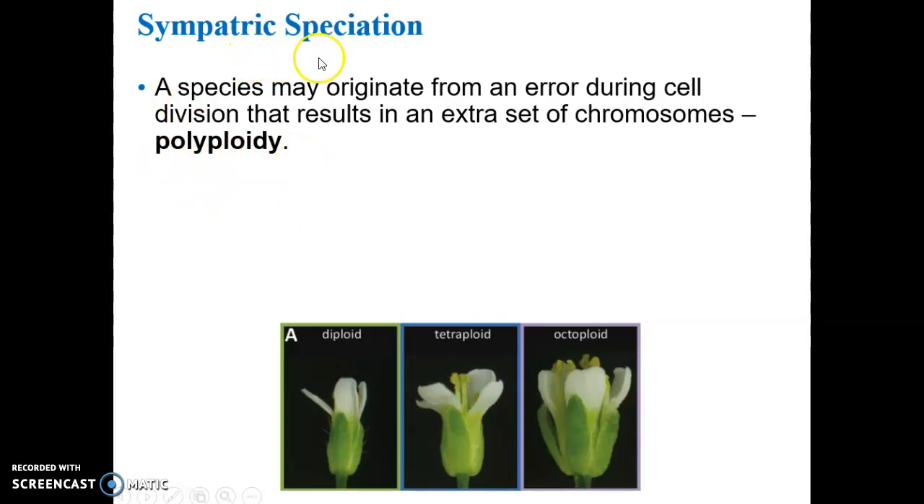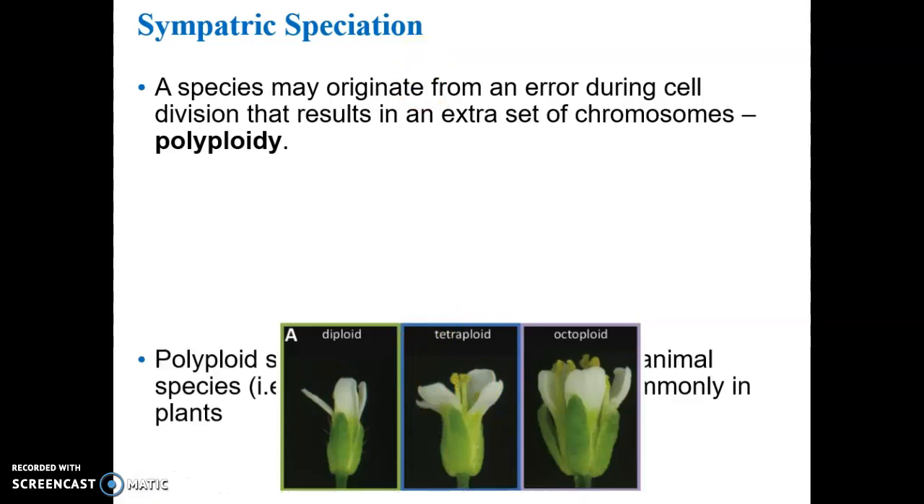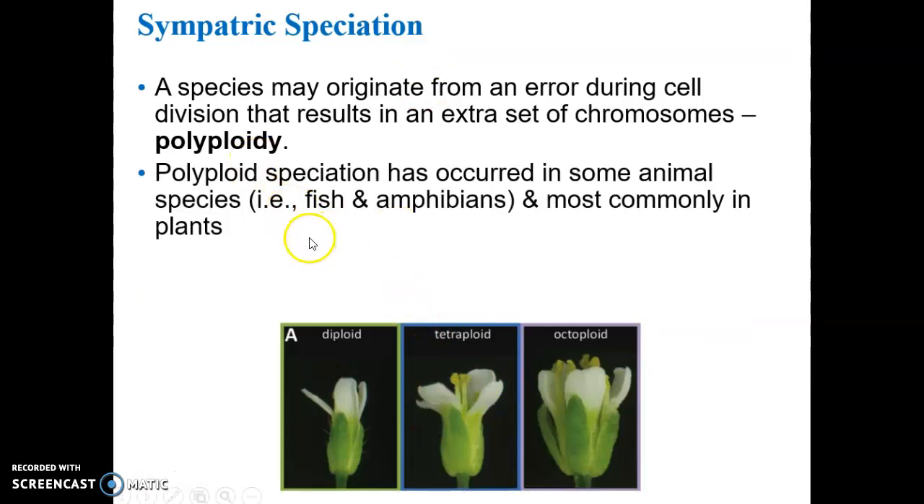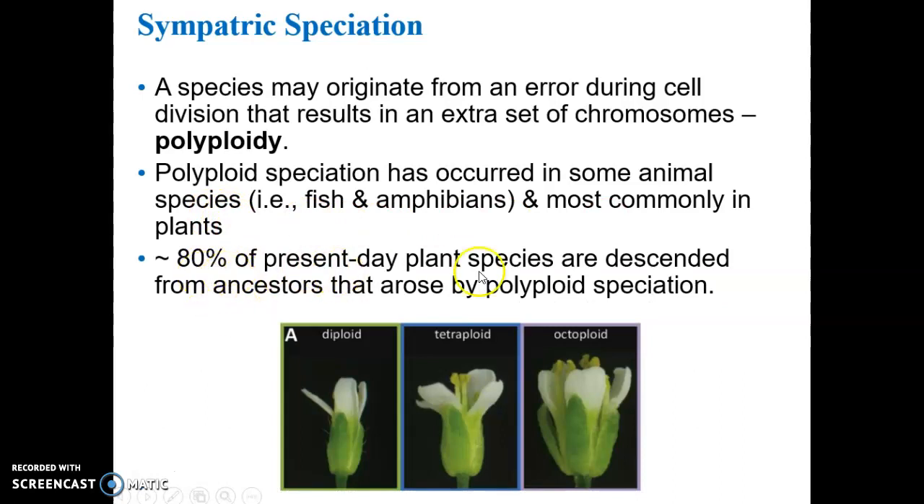And there was no geographic separation that led to this. There was just basically a genetic error during cell division, and that means speciation has occurred, sympatric speciation specifically, because there was no geographic isolation that led to speciation in this example. So polyploid speciation has occurred in some animal species, in some fish and in some amphibians, but again, it's most common in plants. And actually, about 80% of our plant species today are descended from ancestors that apparently arose from polyploid speciation. That's one reason plants have become so diverse.